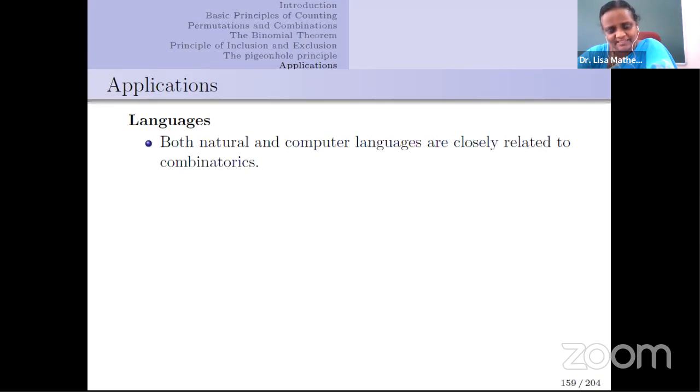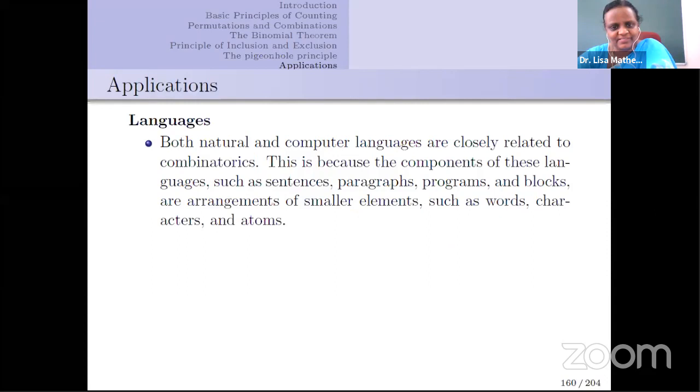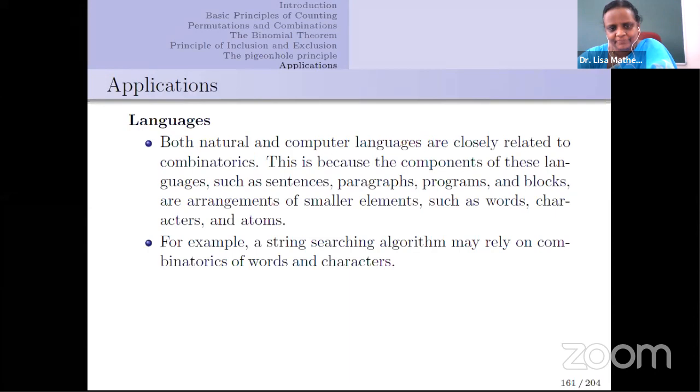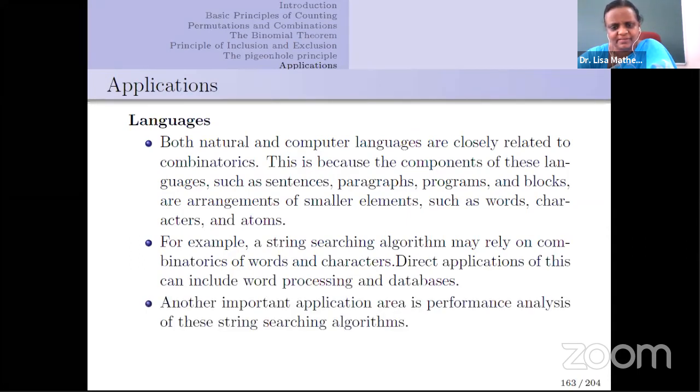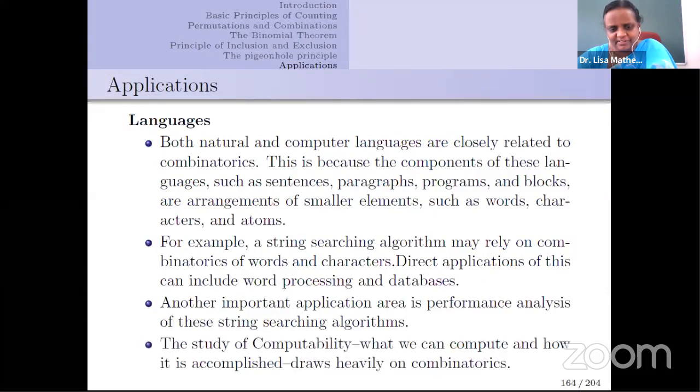Next, we look at languages. Now we have two types of languages: natural languages, that is the languages that we normally speak like English, Malayalam, and so on, and computer languages. Both of these are closely related to combinatorics. This is because the components of these languages, such as sentences, paragraphs, programs, and blocks, are arrangements of smaller elements such as words, characters, and atoms. For example, a string searching algorithm may rely on combinatorics of words and characters. Direct applications of these can include word processing and databases. Another important application area is performance analysis of these string searching algorithms.